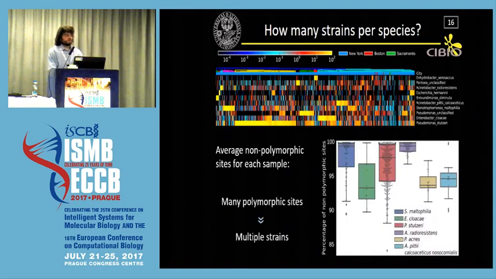So each point is a strain, hence a sample. And we are plotting the non-polymorphic sites, so how many sites in the sequence do not support the idea of multiple strains. So the higher the point on the y-axis, the more the sample is prone to have a single strain in it. The lower the value, the more the sample is bearing more than one strain.